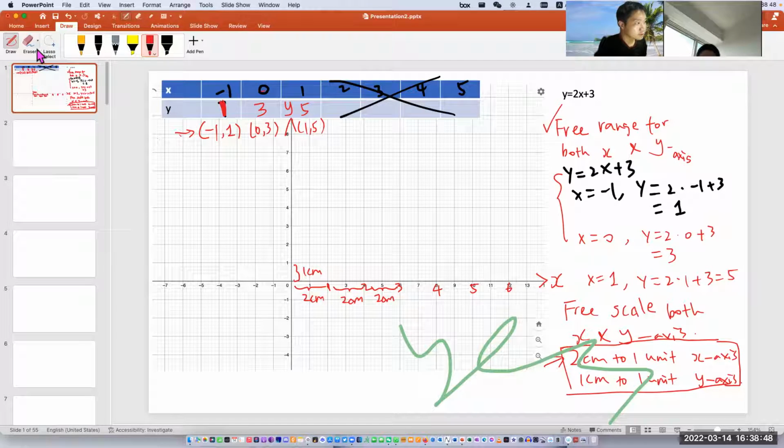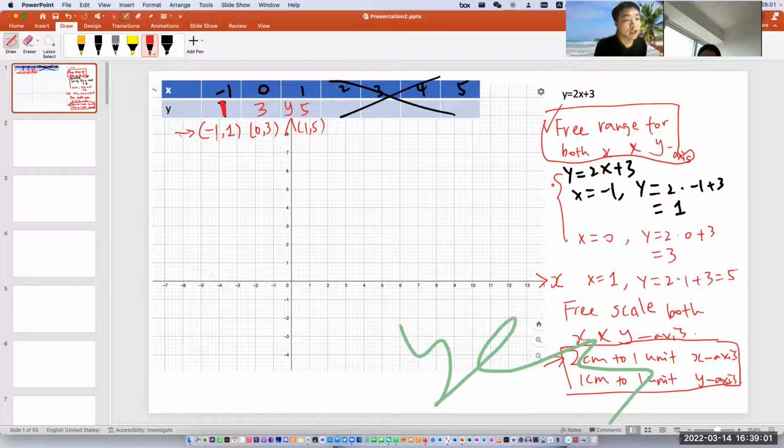What if I'm given some range for x and y? Okay, so let me just get back to the range for a moment. I'm talking about range now. Instead of free range, assume that you are given a range. So write down the range for x is, let's say, 0 to 3, and both 0 and 3 inclusive, right?